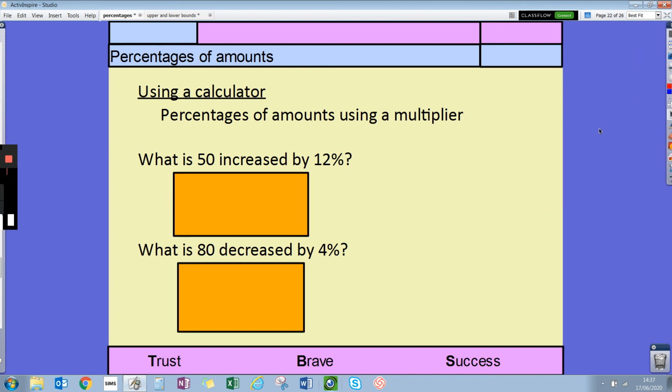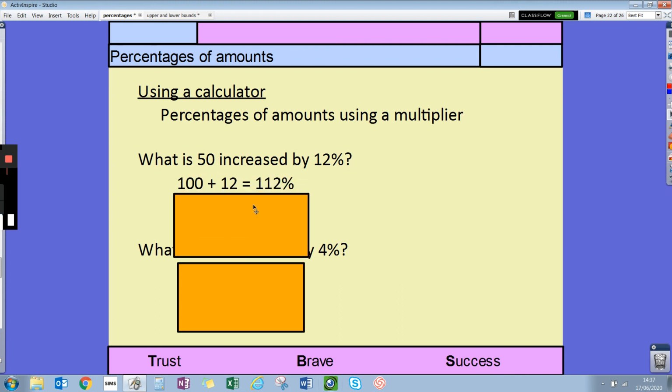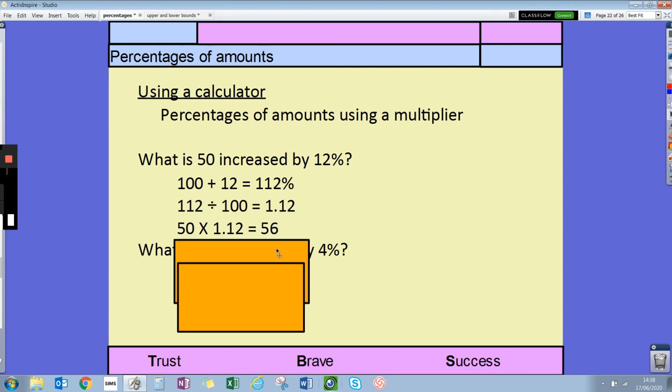So 50 increased by 12%. We start off at 100%, and because we're increasing, we're going to add on our 12%. So 100 plus 12 is 112%. To get that to a multiplier, to a decimal, we're going to divide by 100, which is 1.12, and then we're going to multiply that by our amount, 50 times 1.12, which is 56.